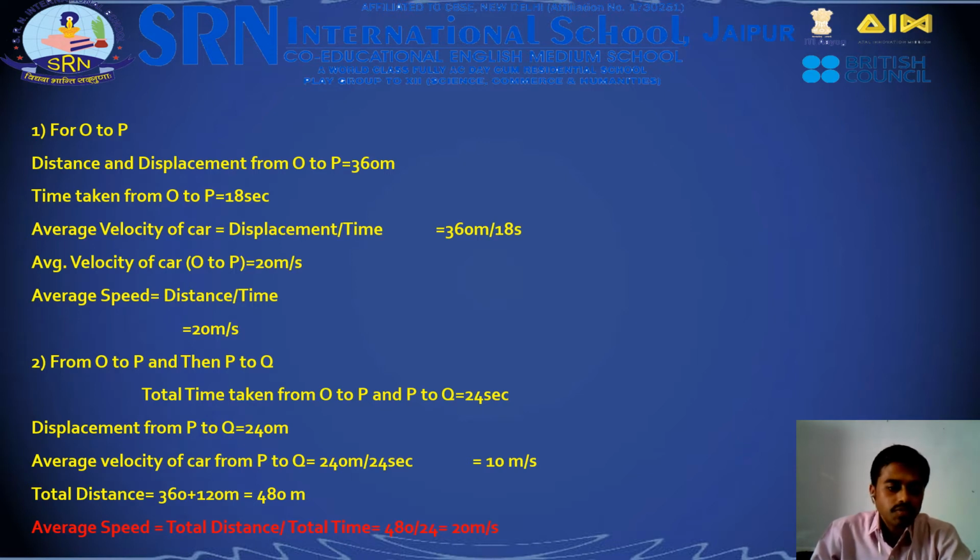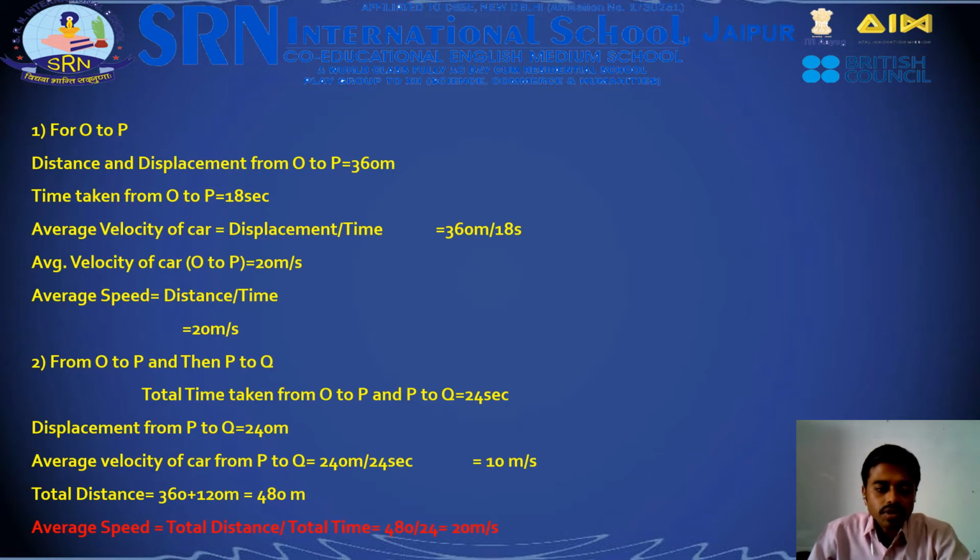Now the displacement from O to Q is 240 meters, as we already calculated when we were discussing the diagram. So the average velocity of the car will be 240 meters upon 24 seconds, because the total time consumed in going and returning is 24 seconds, and to find the velocity we need displacement.